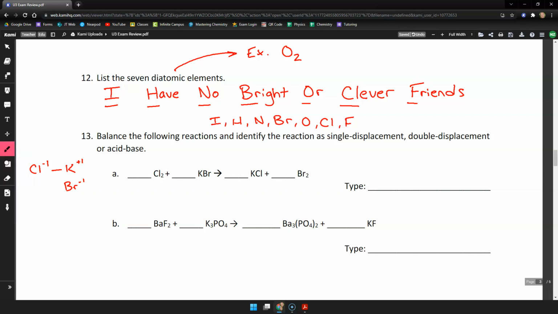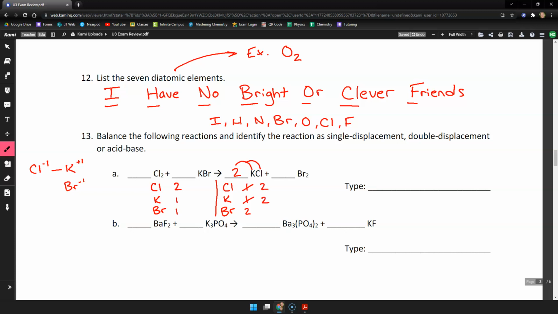So if we go to balance this, we're going to make our table here. So we have chlorine, potassium, bromine. Okay, so if we count these up, I see 2 chlorines, 1 potassium, 1 bromine. On the product side, I see 1 chlorine, 1 potassium, 2 bromines. So my chlorines aren't balanced on the right side, so I can put a 2 here. Remember that 2 goes to the potassium and the chlorine. So 2 times 1 makes this 2. 2 times 1 makes this 2.